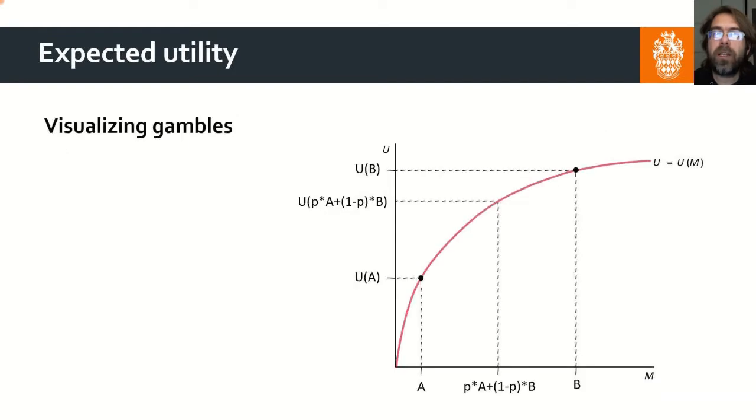So here we look at another concave utility function. Let's say we look at 2 options, option A and option B. Option B is preferred to option A. Why? Because option B yields a higher utility than option A.